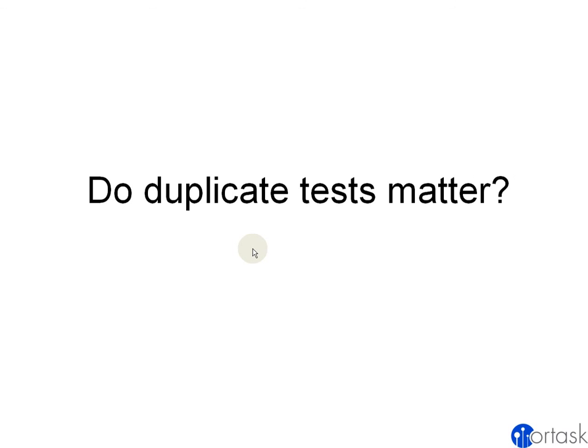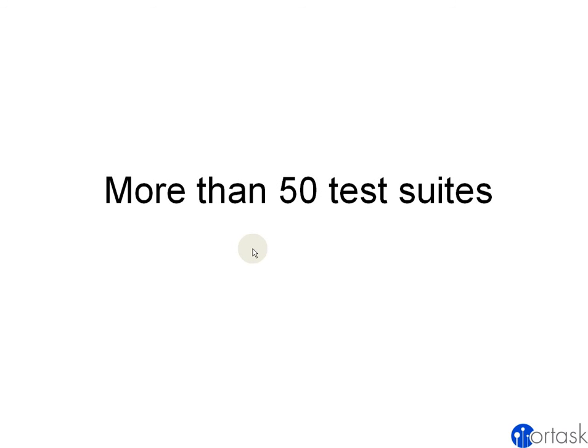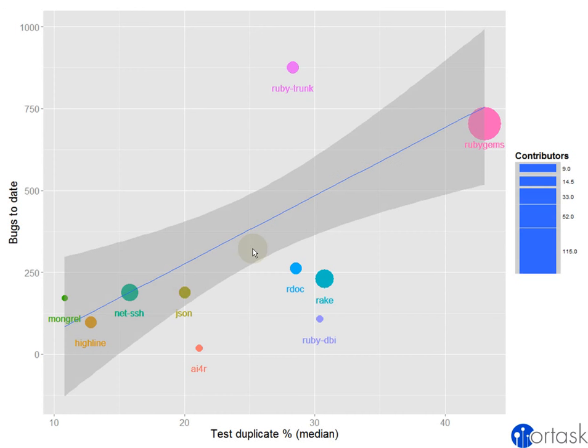Okay, so why should you care? Do duplicate tests matter? In particular, do duplicate tests affect in any way the bug detection ability of your test suite? Well, it turns out that they do. In a study done by Ortask with more than 50 test suites spanning 10 popular open source projects, it was found that the higher the test duplication in test suites, the higher the relationship with bugs. Okay, so in other words, there's a link between the amount of test duplication and the amount of bugs. The higher the duplication of tests, the higher the bugs.